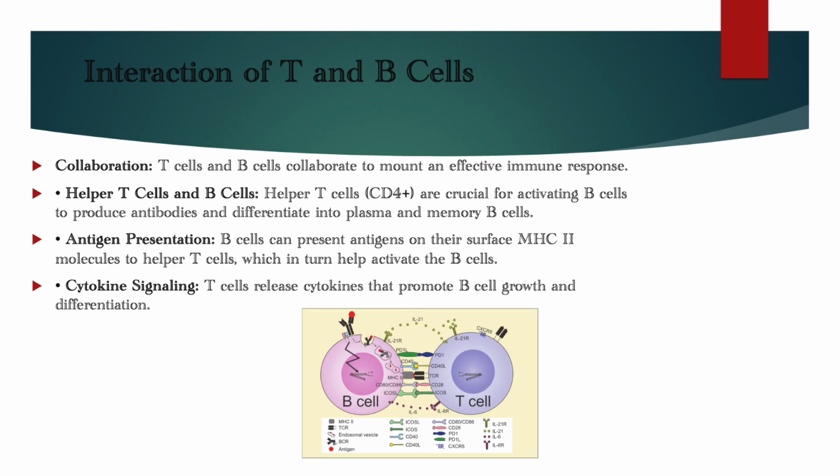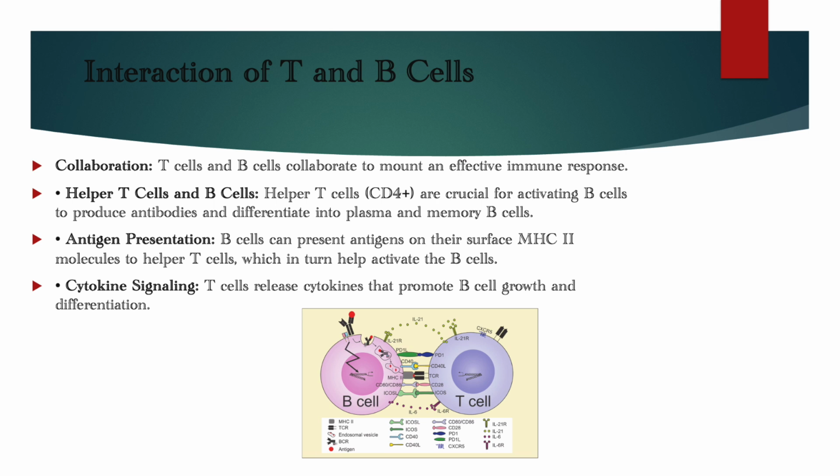Now, as we dive deeper into the immune response, the intricate dance between the T cells and B cells becomes more apparent. These two cell types collaborate closely to ensure a well-coordinated defense against pathogens. Helper T cells, particularly the CD4 positive subset, play a pivotal role in this process. They not only assist in activating B cells through direct contact, but also through cytokine signaling, which is essential for B cell proliferation and differentiation.